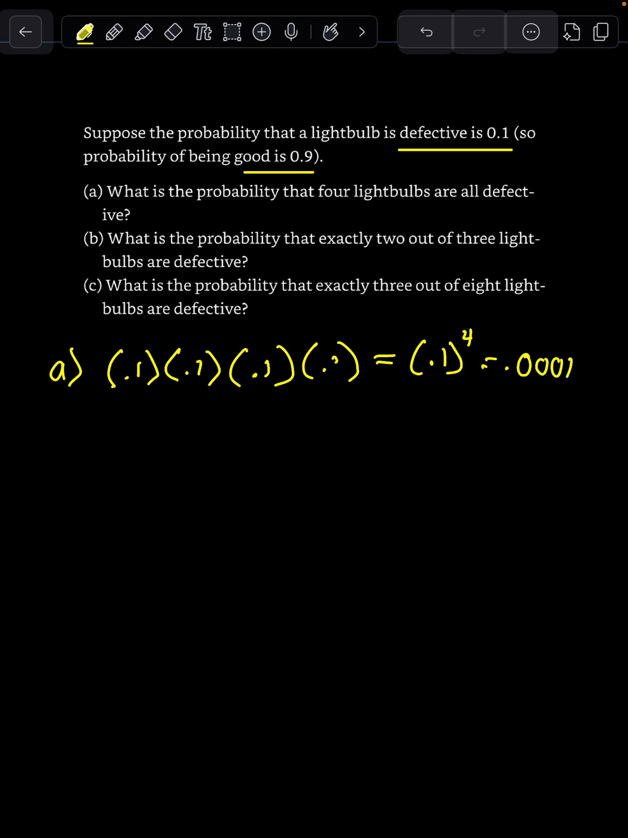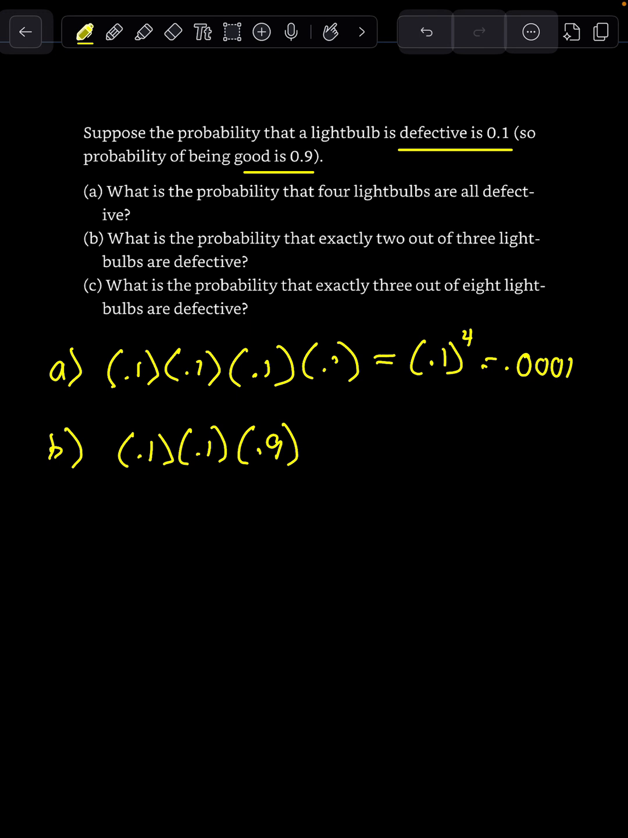So far so good. So let's take a gander at part B. What is the probability that exactly 2 out of the 3 light bulbs are defective? So the probability that, for example, the first 2 light bulbs are defective is 0.1 times 0.1, and then the last one would be good, times 0.9.